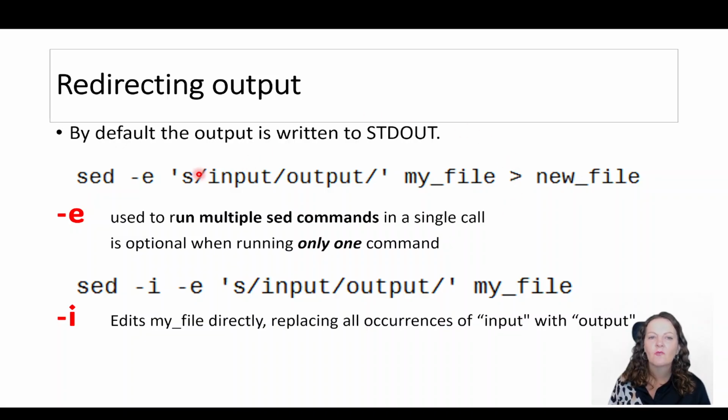So you're doing a search for the input, replacing it with output from my file, and you're storing it in a new file called new file. The -E is used to run multiple sed commands. It's optional when you're only running one sed command. And down here, the -i means that you are replacing all occurrences of input with output in that file. See, it's not redirecting, it means they will be replaced now. The word input will be replaced with output in that file, and your previous version of the file is gone.